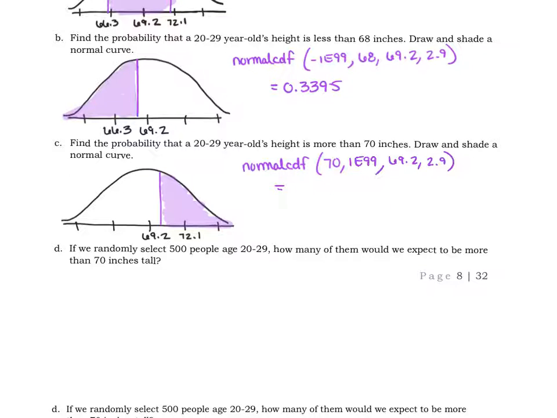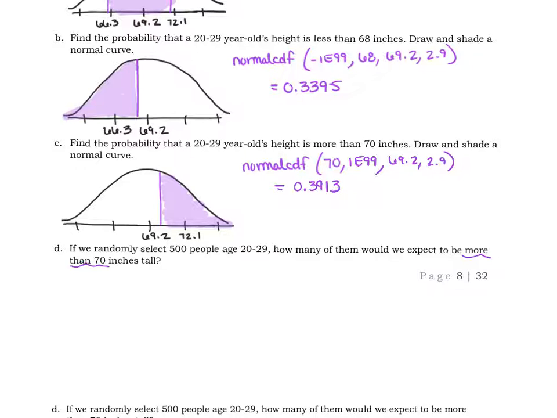And again, this answer should be smaller than 50% because we are definitely above the mean, and I'm getting 0.3913. Okay, and then D, if we randomly pick 500 people in their 20s, how many would we expect to be more than 70 inches tall?